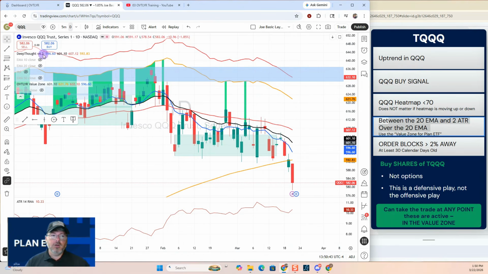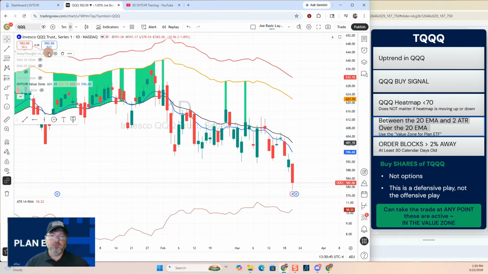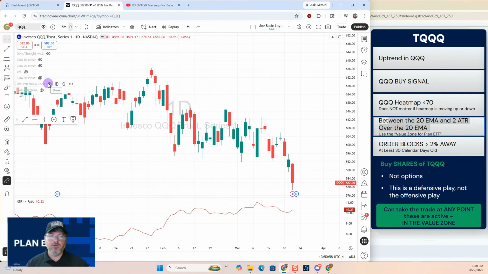Let's go ahead and turn off the DeepThought indicator just for a second and show you what you're getting with that value zone indicator. It's these lines as well as these vertical color bars. So I'll hide it for just a second. You can see what disappears and what shows.